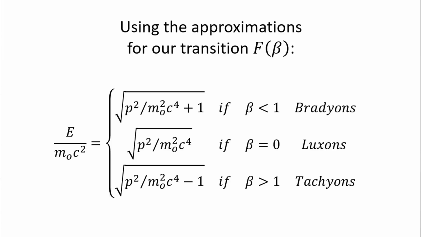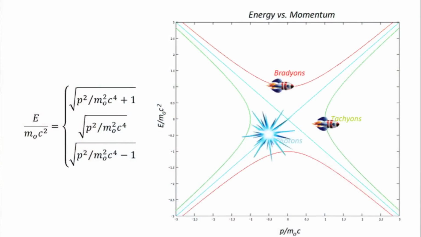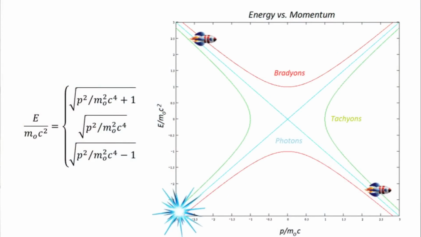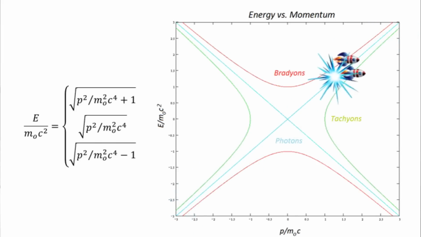We can define luxons, which are basically photons or any massless particle that travels at the speed of light. Then we can also define tachyons, and tachyons are particles that travel at faster than light speeds. Now we can plot an energy versus momentum graph. And you can see here we have our bradyons at the top of the screen.